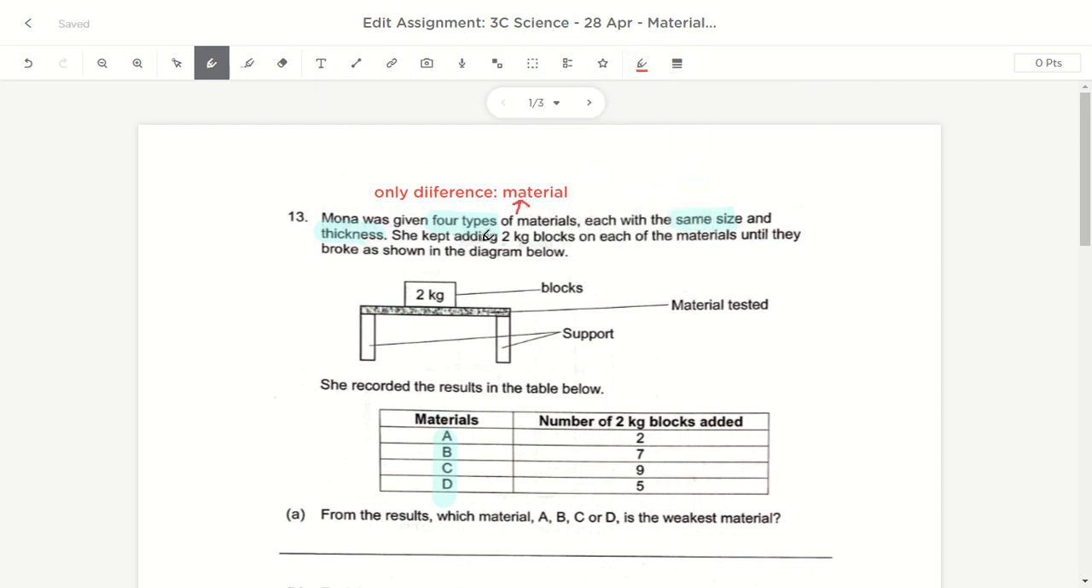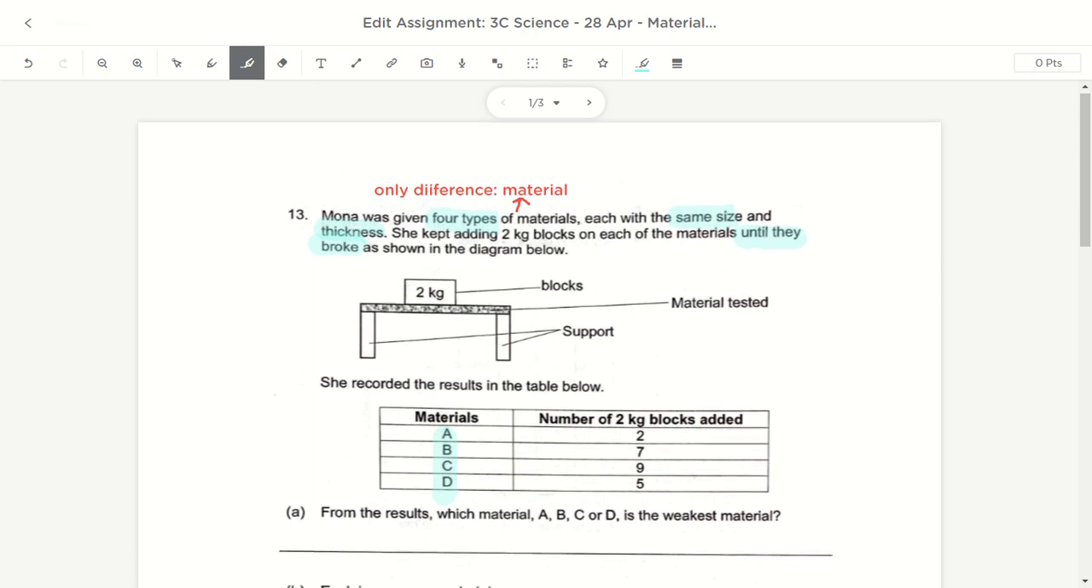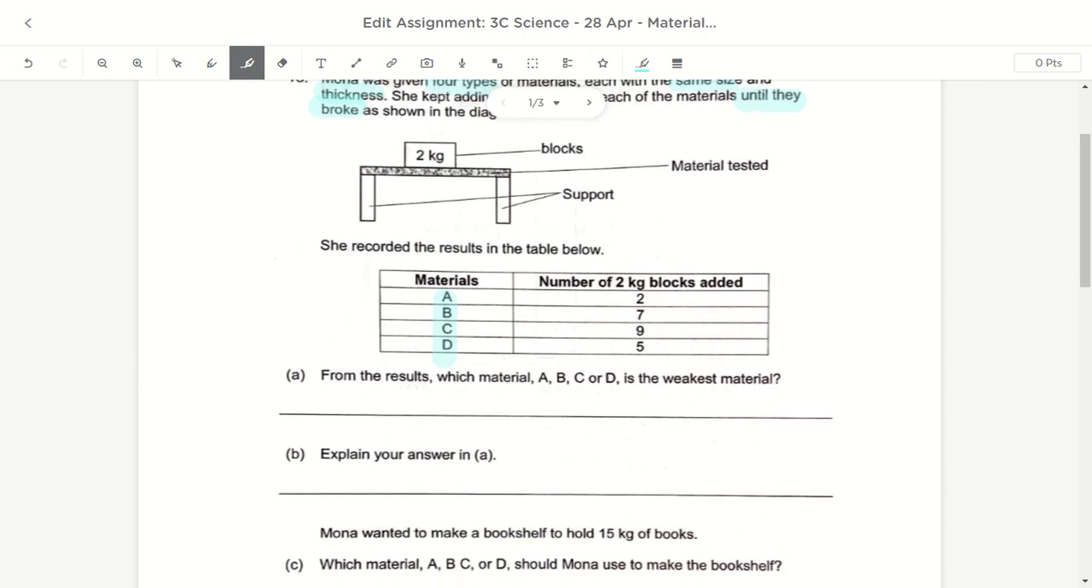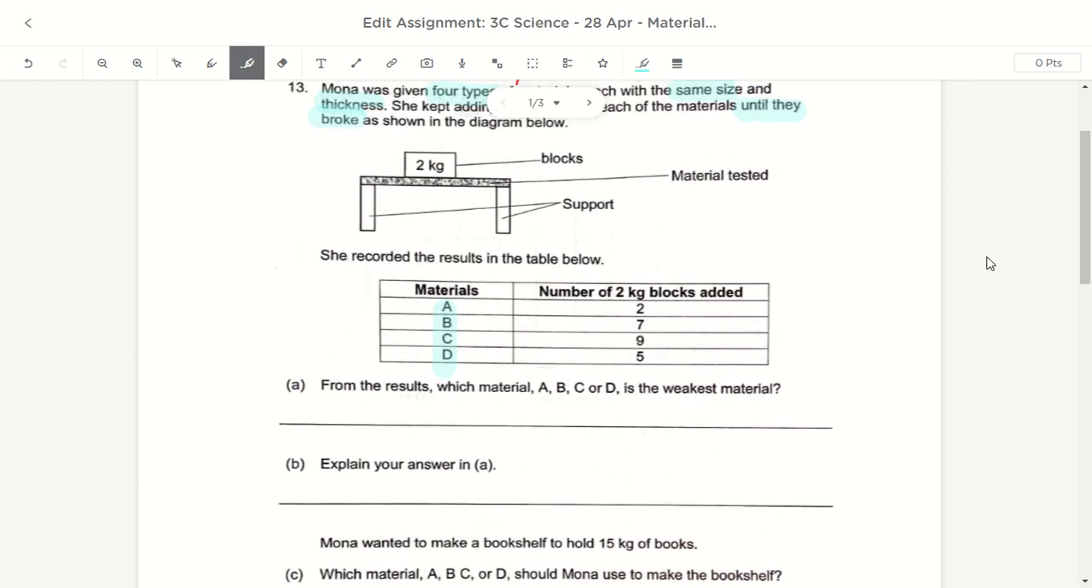So she kept adding 2 kg blocks on each of the materials. You have a diagram here that shows you how she did her experiment. I have a support. I put my material over here. I put 2 kg blocks one after another. So 2 kg, another 2 kg, another 2 kg, another 2 kg until they broke. This is quite similar to question 11 when we have the marbles question. So she recorded the number of 2 kg blocks that is added until it breaks.